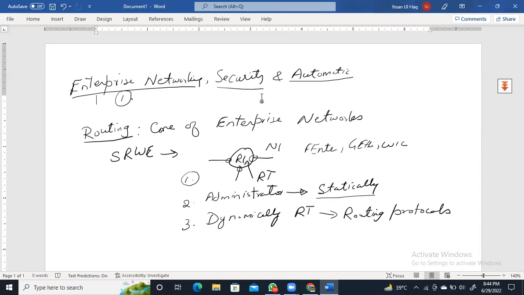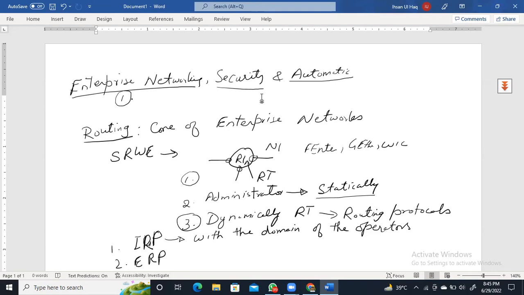Okay, now the routing protocols can be interior gateway routing protocols, interior routing protocols, and exterior routing protocols. The interior routing protocols are within the domain of the operator. Such dynamic routing protocols are known as interior routing protocols, interior gateway routing protocols.